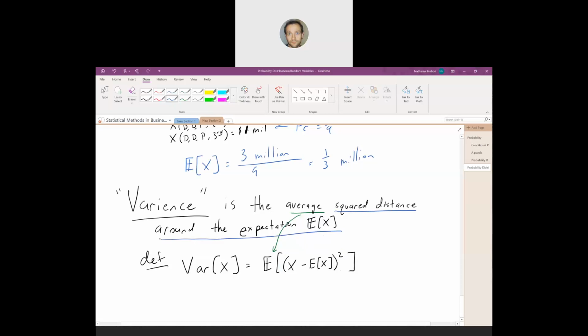Around the expectation is that inside part. So the distance is just subtracting one from the other. That's the distance. It's a square distance because you're squaring it. And it's the distance around the expectation because you're taking the random variable and comparing it to its expected value.